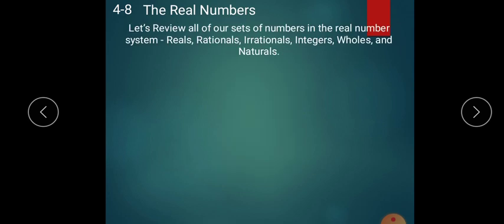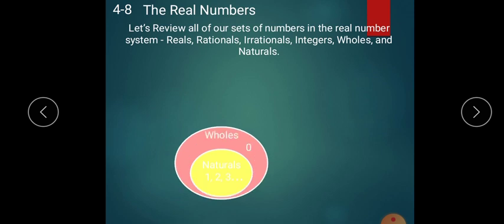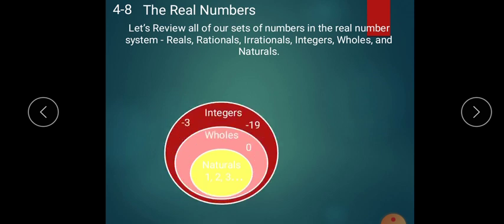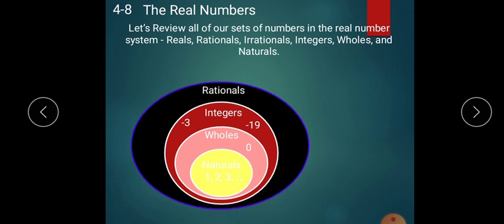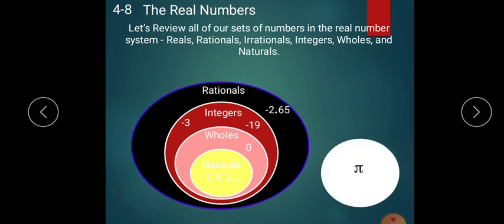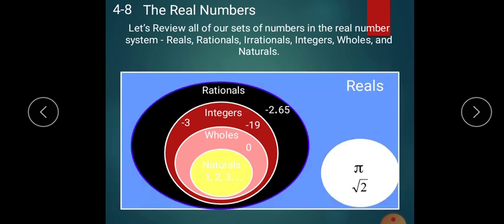So let us take a quick revision of what we have studied till now. Natural numbers, whole numbers, integers, then come rational numbers, then we have the other set, irrational numbers, and together we get the system of real numbers. So rational plus irrational numbers together make the real numbers.